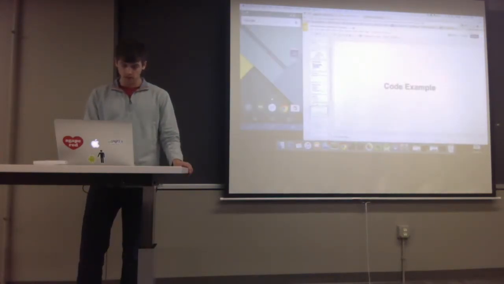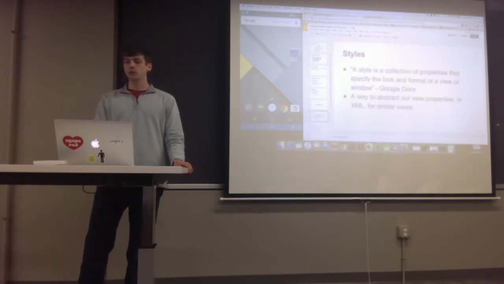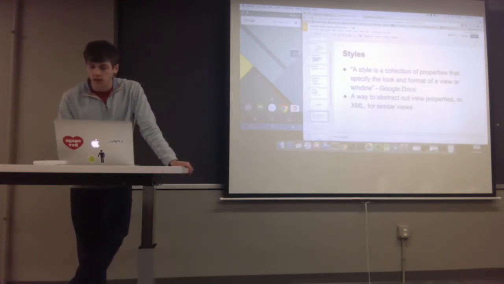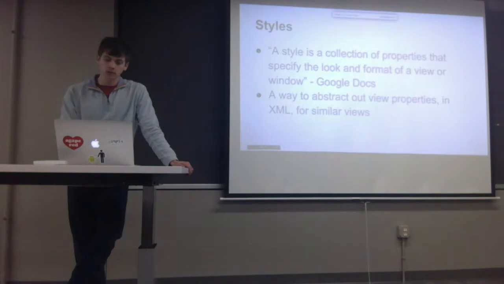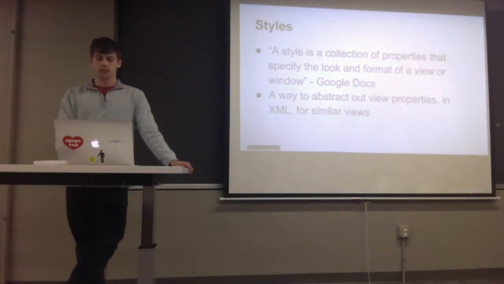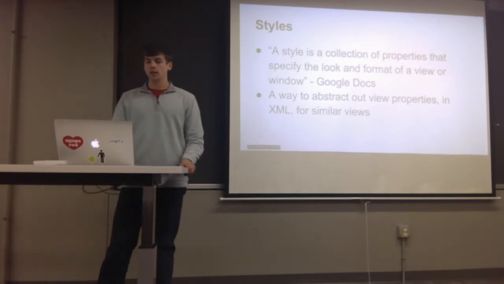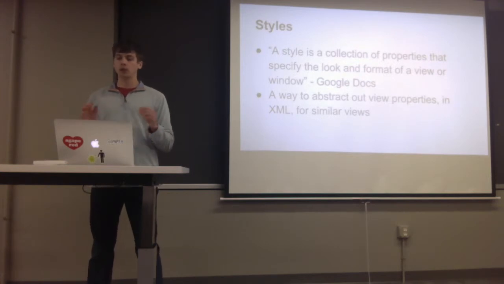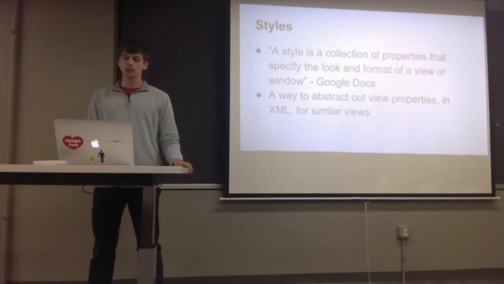So as I was talking about earlier, each view has its own set of attributes, and a way of grouping these attributes together is with styles. So from the Google Docs, it says a style is a collection of properties that specify the look and format of a view or window. So as it says in this definition, it's just an abstract. It's a way to abstract common properties through common views in an easy to apply way and an easy to edit way.